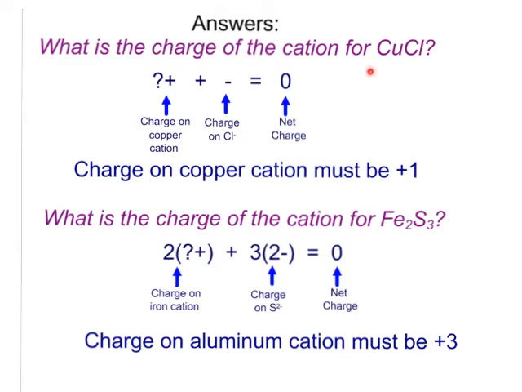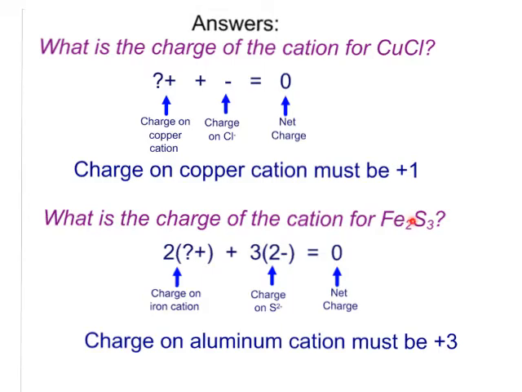Here are the answers. Right here, for the copper and the chloride, the charge on the copper must be +1. For the iron and the sulfur, this one's a little different because we have 2 irons. So we write it like this: 2 times some unknown positive charge plus our sulfur. We have 3 of them, and they are -2 each of the anions. So 2 times what number minus 3 times a -2 is going to give us 0. We know that the answer must be +3.